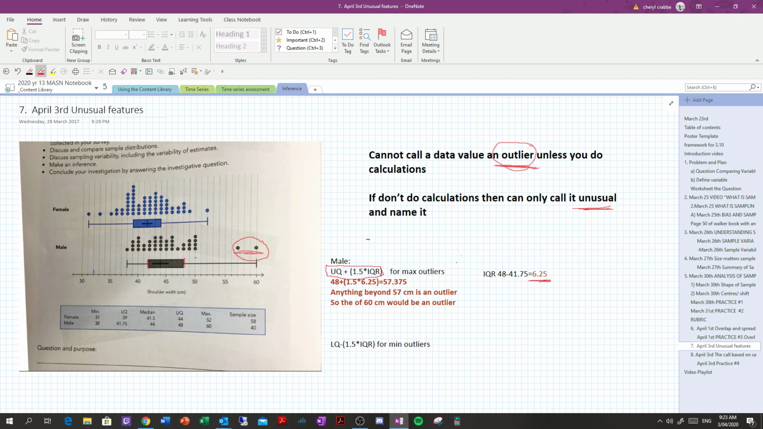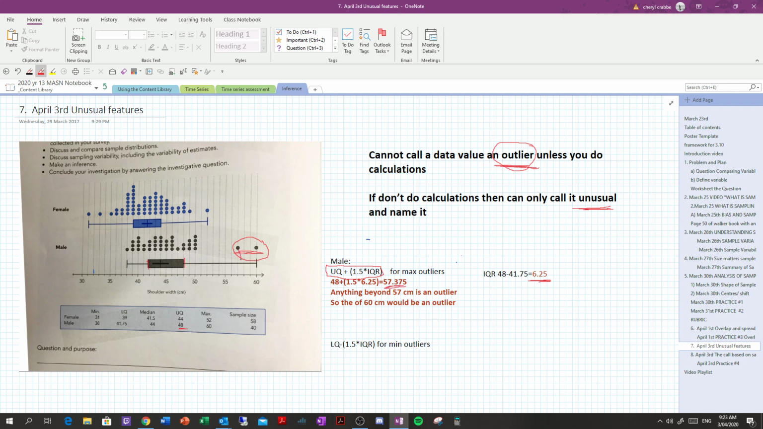You take the upper quartile, 48, upper quartile, and add to it 1.5 times the interquartile range. So statisticians determine that 1.5 times basically the spread of the box means that you're dealing with something that is an actual outlier for the maximum outlier. So we do that calculation. We go 48 plus 1.5 times 6.25, the interquartile range. And we get this figure here, 57.375.